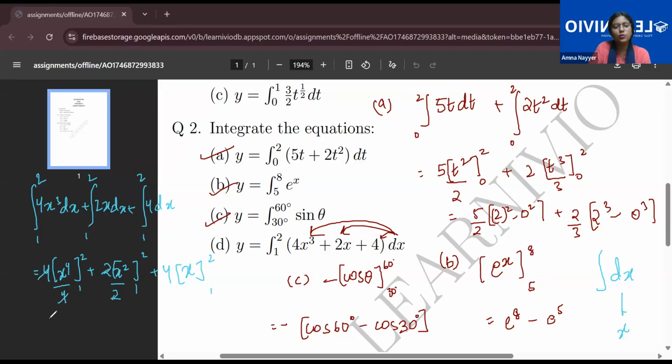4 gets cancelled, 2 gets cancelled. So 2 to the power 4 minus 1 to the power 4, plus 2 to the power 2 minus 1 to the power 2, plus 4 into 2 minus 1. Ali, will you be able to solve it further? Ma'am.